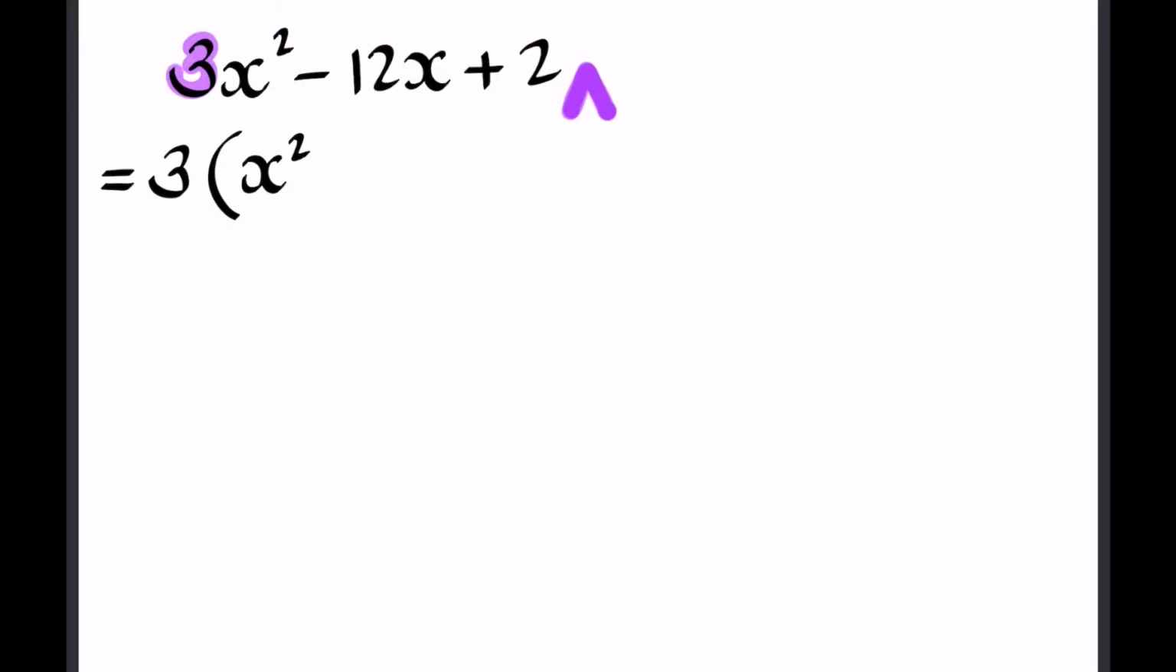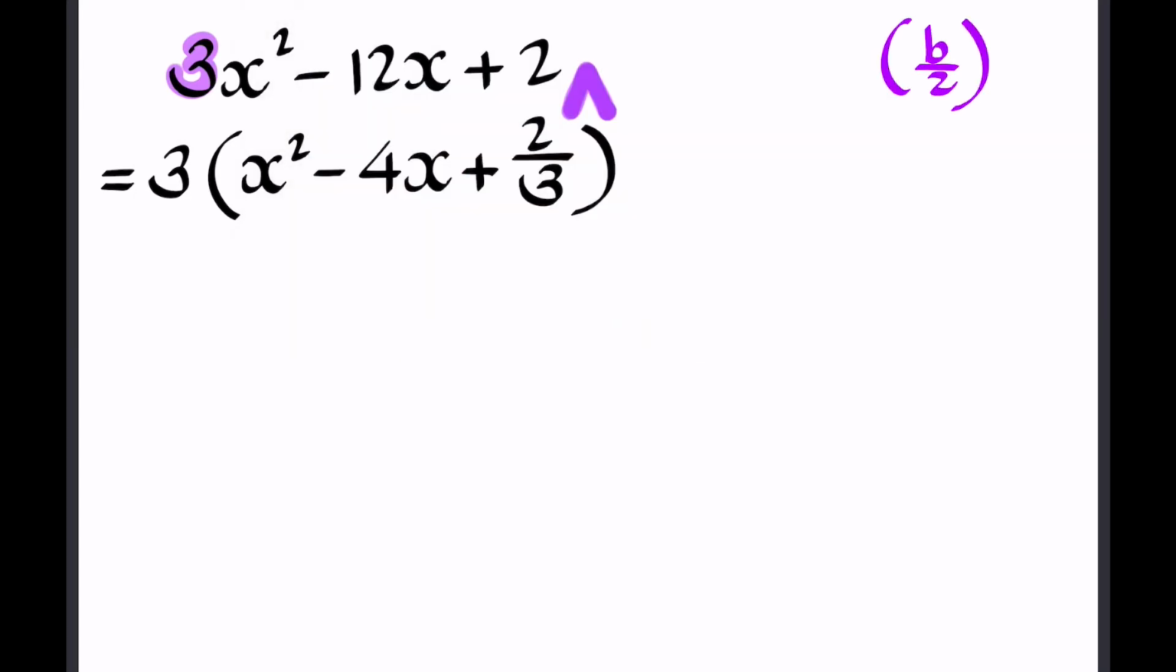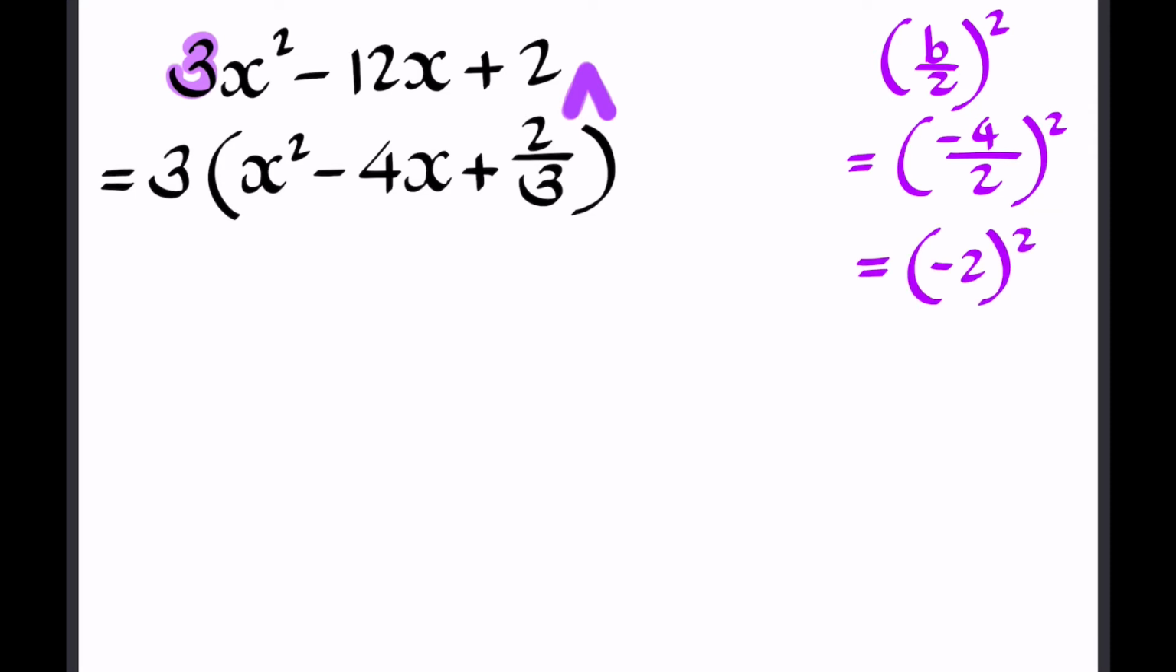So 3x squared divided by 3 is x squared. Negative 12x divided by 3 is negative 4x. And positive 2 divided by 3 is positive 2 over 3. Remember, because 2 can't actually be divided by 3. So now I'm going to say b over 2 squared. So the b value is negative 4 over 2 all squared. Negative 4 divided by 2 is negative 2 squared, and negative 2 squared is positive 4. So now I've got what's going into my brackets.